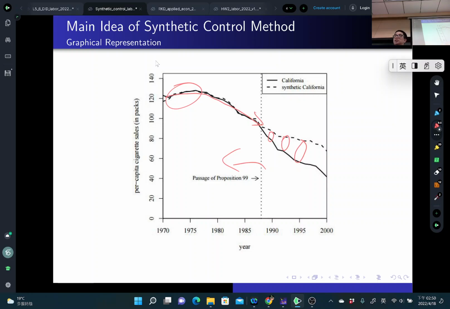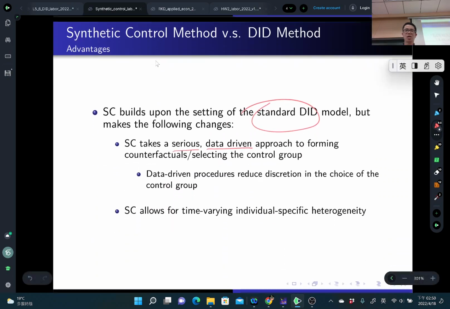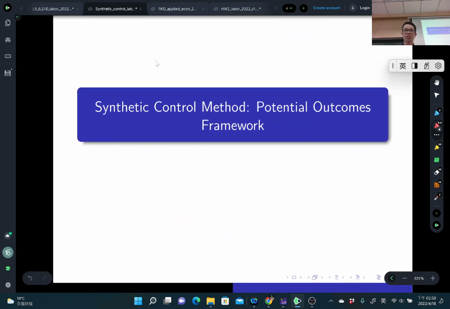Any other questions? Okay, so let me use the potential outcome framework to formalize this method.